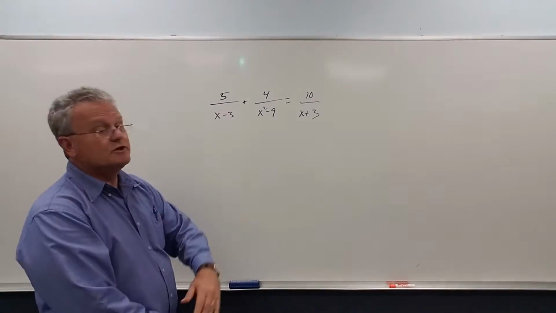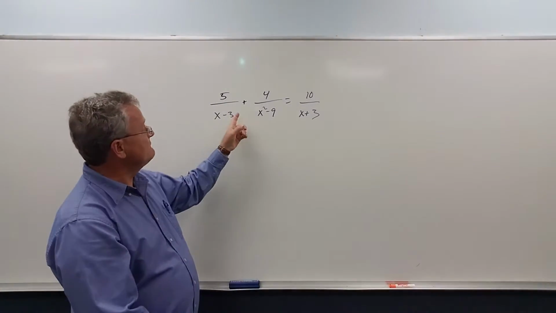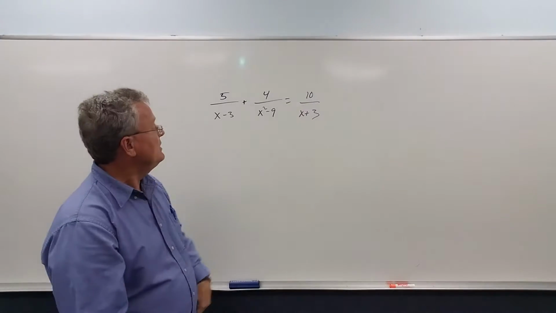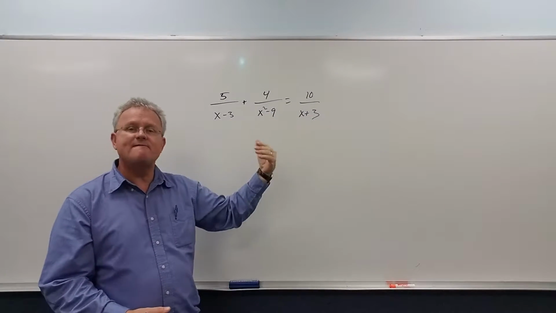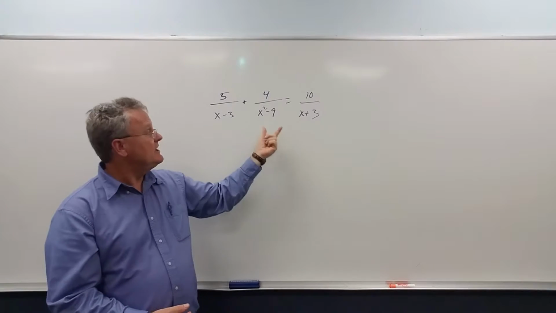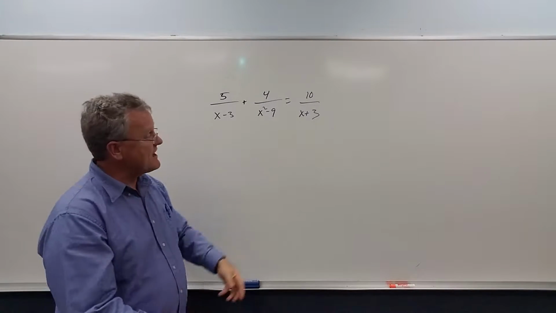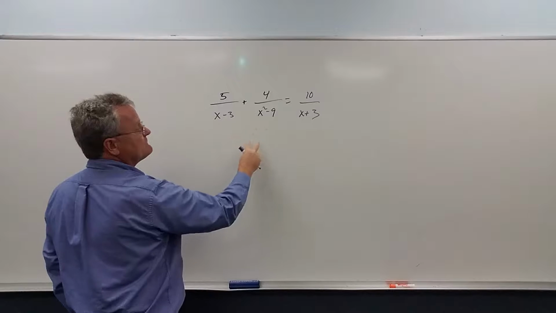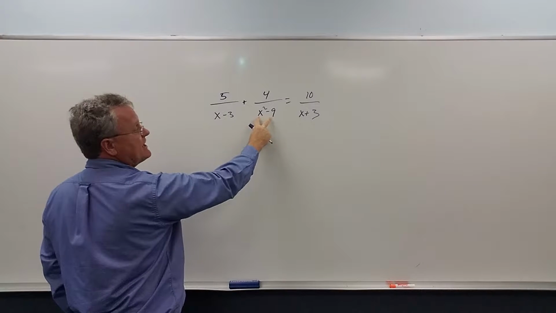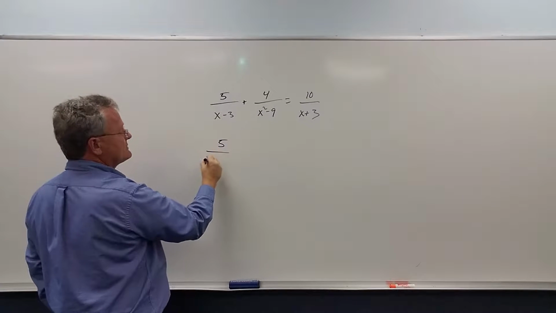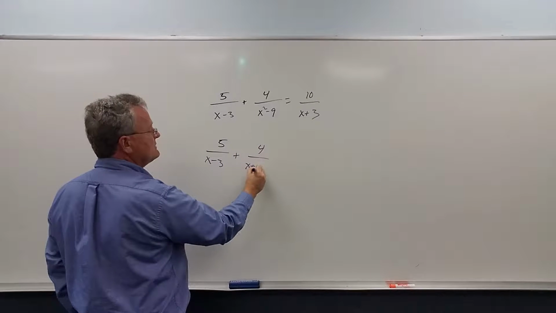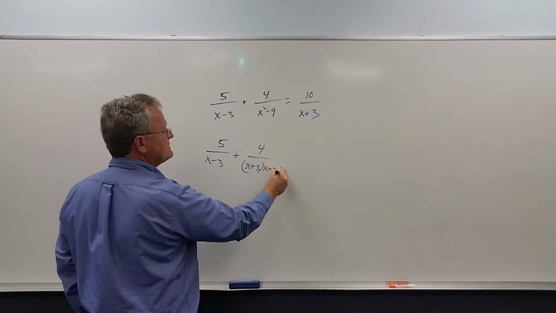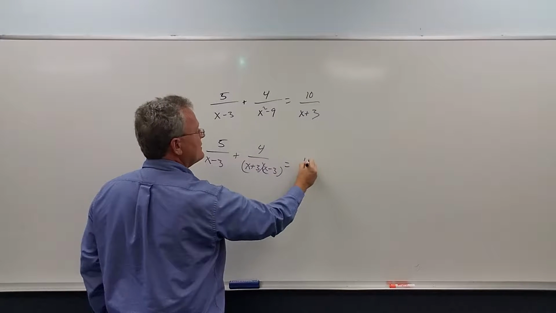All right, so now we're going to do a second example of solving a rational equation. When we have all these expressions, we want them factored, the denominators. If they're not factored, we want to factor. This is the difference of two squares, so this factors to x plus 3 over x minus 3. So we get 4 over x plus 3 times x minus 3. This is already factored.